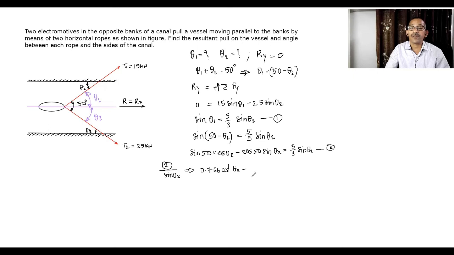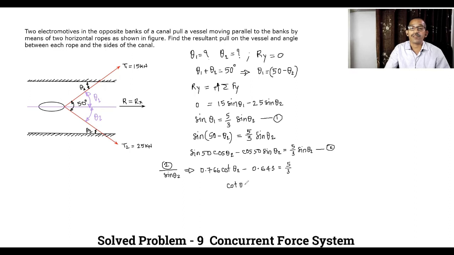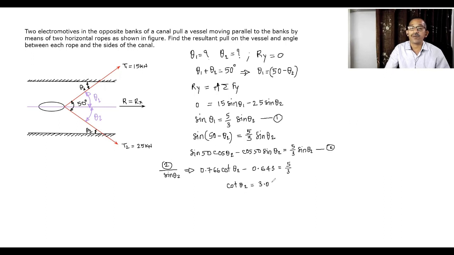So here we simply get the value of cos 50, which is 0.643, equal to 5 by 3. Using this, you can easily find the cot of theta 2. Now cot of theta 2 comes out to be 3.015. If you take the cot inverse, you easily get theta 2, and the answer comes out to be 18.35 degrees.